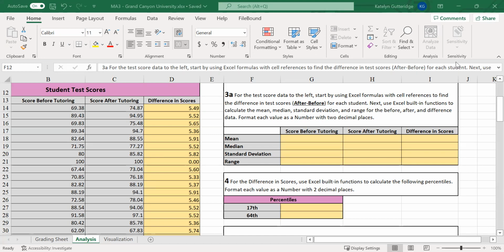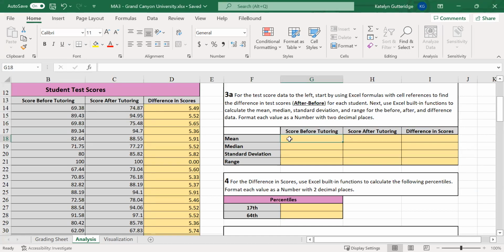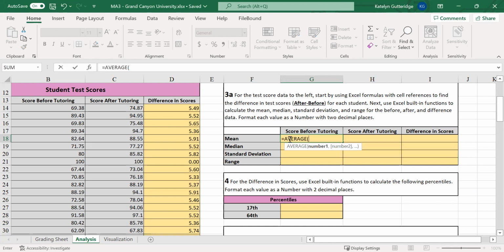For the rest of Part 3A, you are going to be finding the mean, median, standard deviation, and range for the scores before tutoring, after tutoring, and difference in scores. So you're going to be doing the same calculation 3 different times, 3 different sets of data. When you do these calculations, you need to make sure you use the appropriate statistical Excel function. So for example, for the mean, you'd want to use the average function and then select the data you're taking the average of. Make sure you highlight the appropriate data for each of these cells in this table.